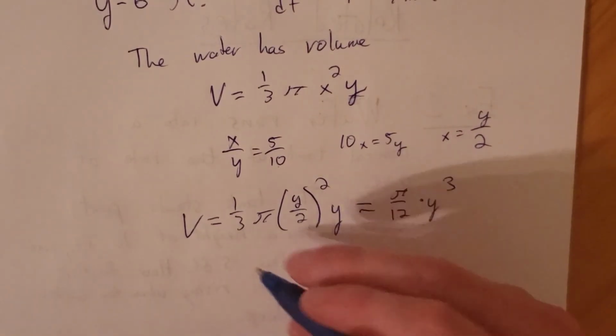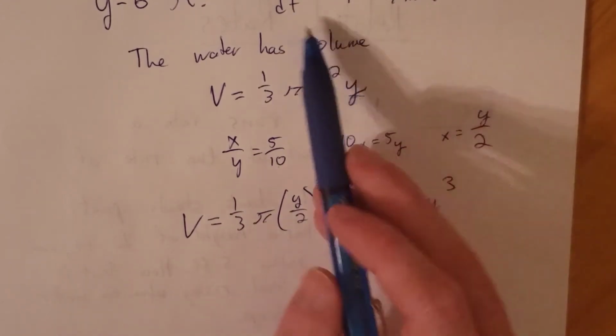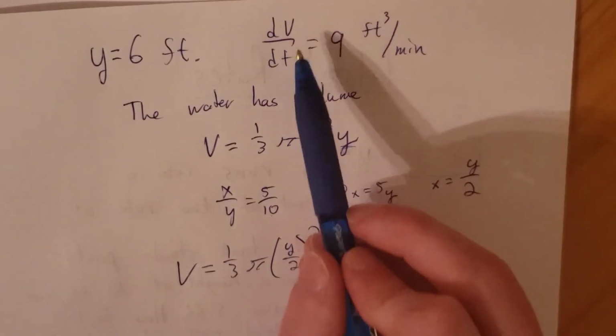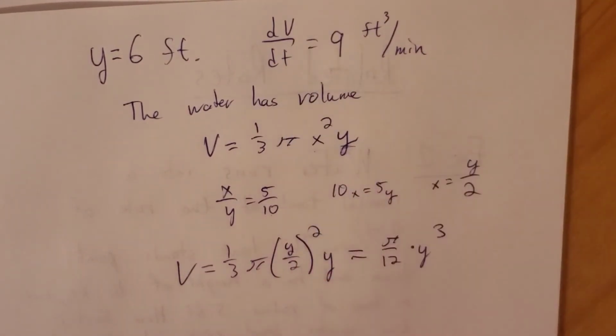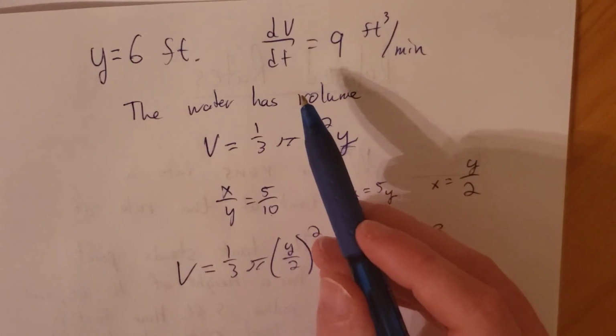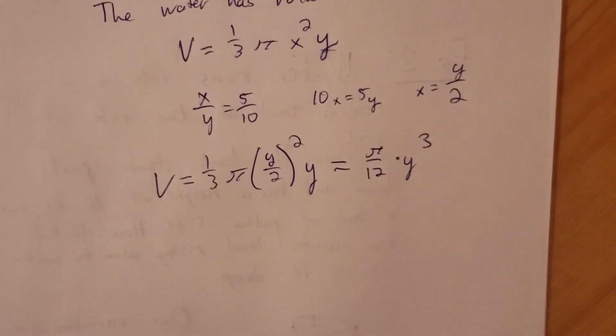All right, and now we can take our derivative. We take the derivative with respect to time, right? Our information here is all given in terms of time, dv dt. And we also want to know the rate of change of the height with respect to time. So we're deriving with respect to time. That's what tells us that.